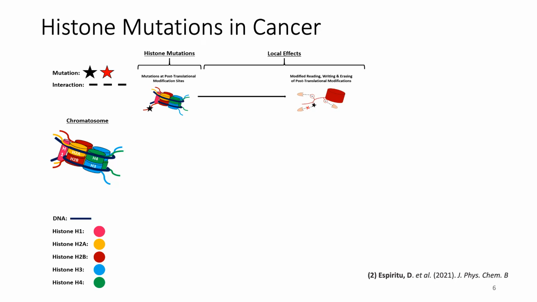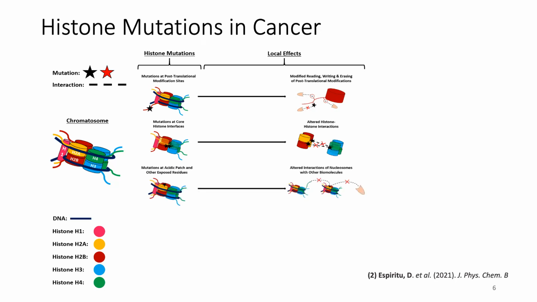First, they can occur at post-translational modification sites, altering PTM reading, writing, and erasing. They can also occur at core histone interfaces, destabilizing the nucleosome structure. They can occur at the acidic patch, which is an exposed area on the nucleosome that's important for facilitating interactions between nucleosomes and effector proteins or nucleosomes and other nucleosomes. And they can also occur at other exposed residues, but generally this also leads to disrupted binding between nucleosomes and other proteins. They can also occur at histone DNA interfaces, again destabilizing the nucleosome.